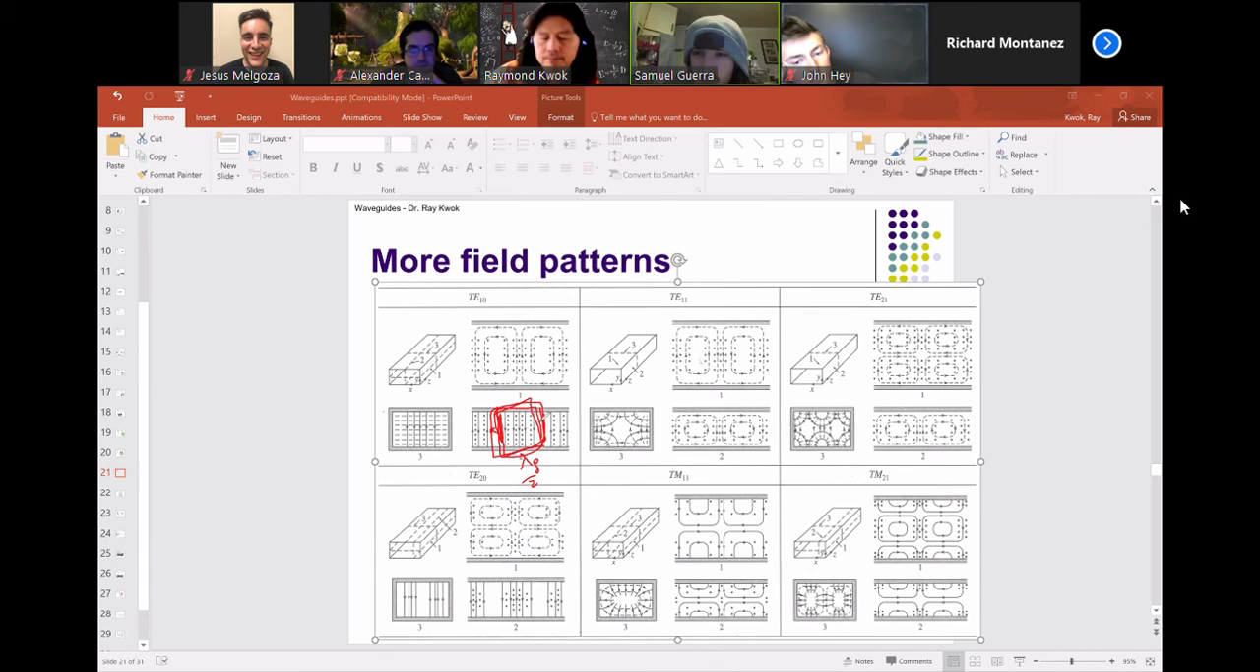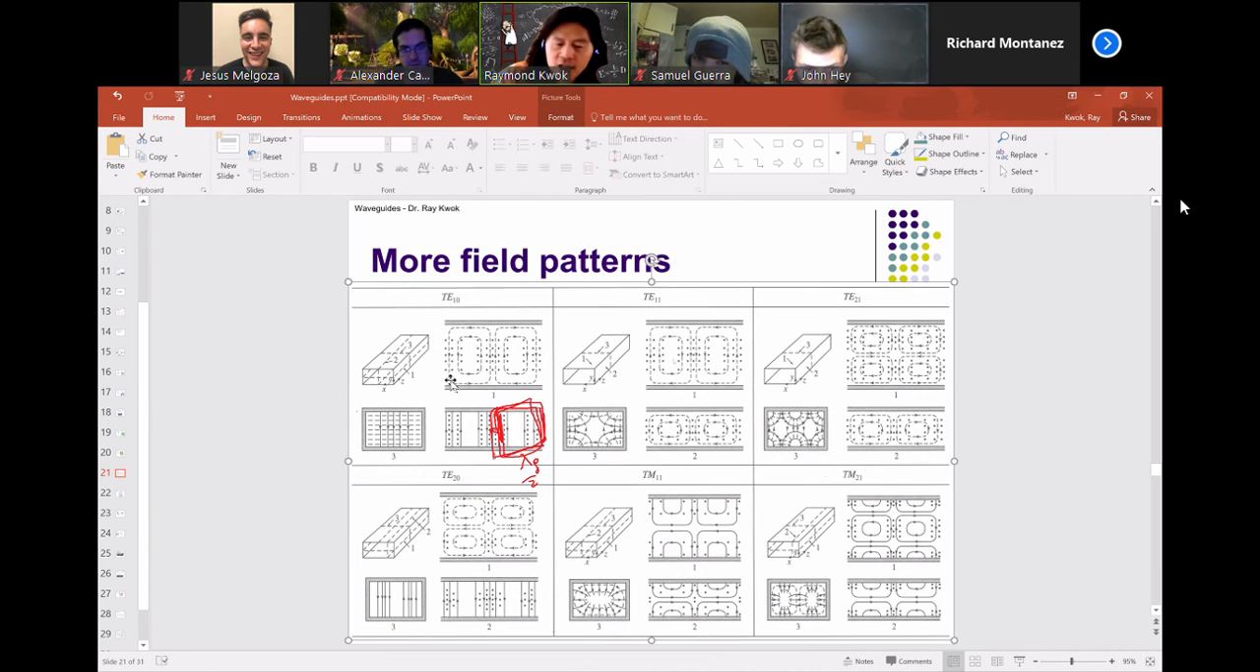That doesn't hold true for the circular ones actually. Like if you have TM010 mode, it changes the cross-sectional field. That's true. When you have the last index 0, then you cannot look at this pattern. That means the field does not change along the Z direction. That's a special case though.